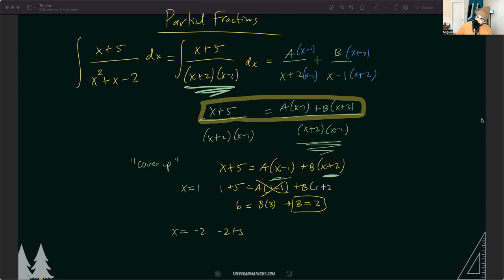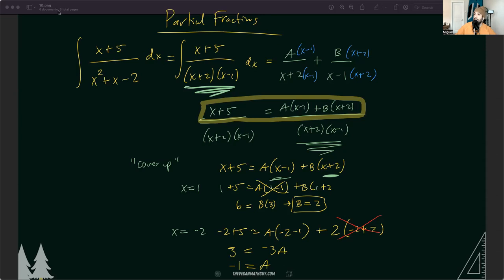negative 2 plus 5 equals a times negative 2 minus 1 plus, we already know the b value is 2, so I'm just going to put 2 there, but then negative 2 plus 2. That's okay, because this cancels out. I don't care about that anymore. So now what we have is positive 3 equals negative 3a. And that tells me that negative 1 is equal to a.